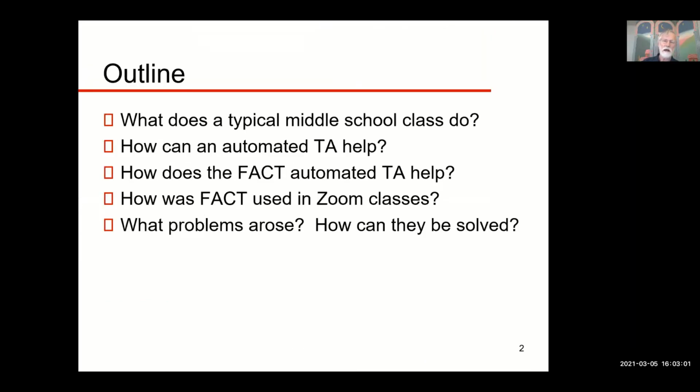The outline. We're going to go through 5 topics today. First, I'm going to explain what a typical middle school class does. Then that will lead into discussing how automated TAs in general can help. And then I'll talk about what our particular automated TA does. Then I'll talk about how we used it in Zoom classes and what kind of problems we had.